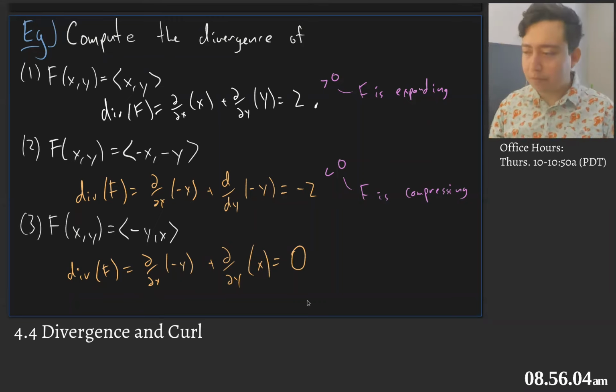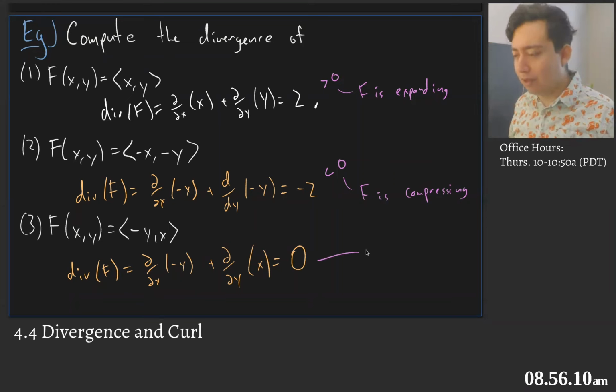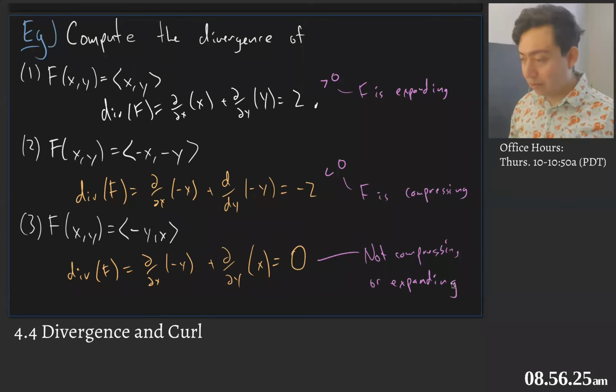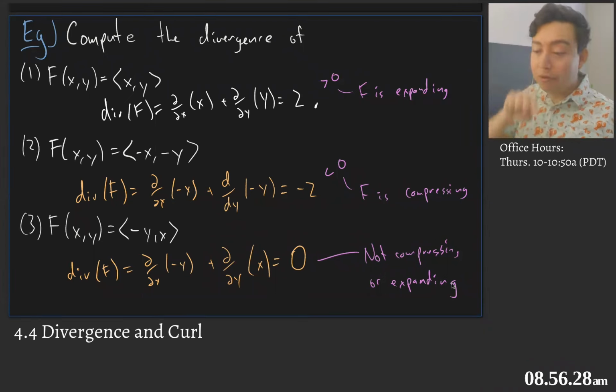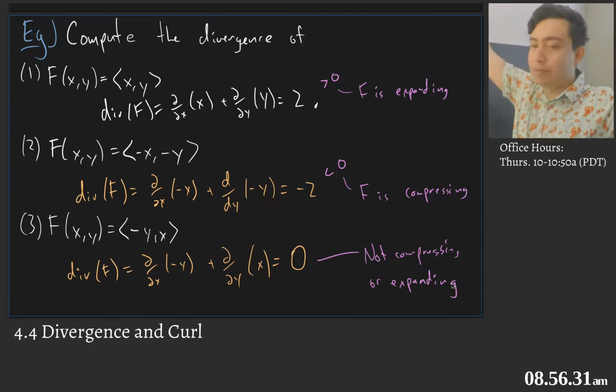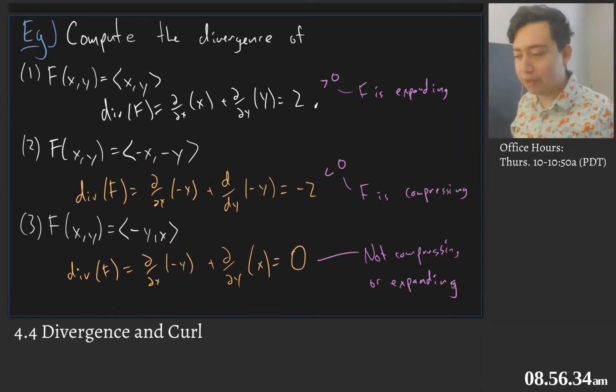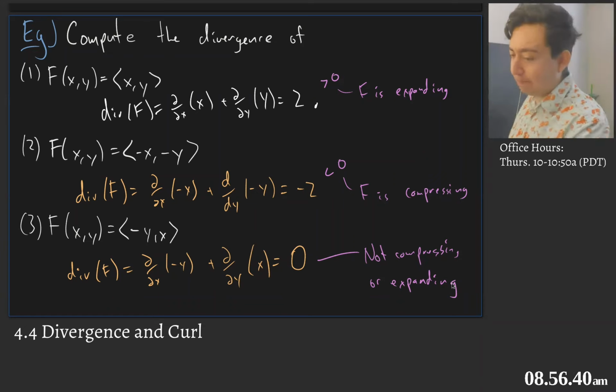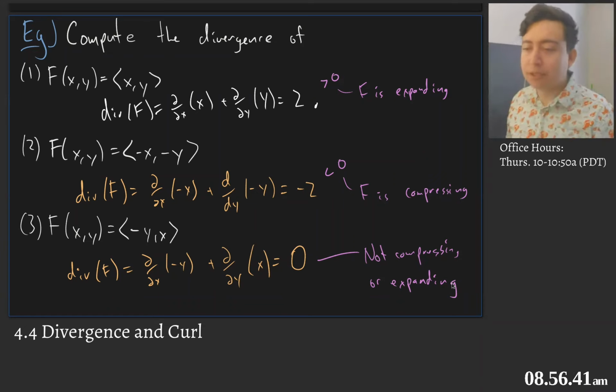Okay, and so this last one is not compressing or expanding. And now notice that doesn't mean it's not moving, right? It's still moving, still going in the circular motion. It's just not expanding or compressing, right? It's just kind of chilling, going in circles. There are other ways to get 0 as well. But yeah. One last example here.